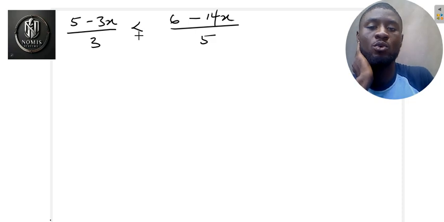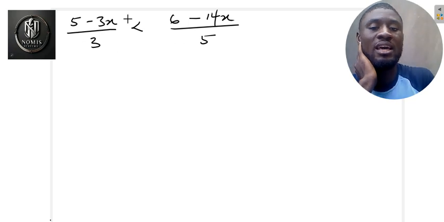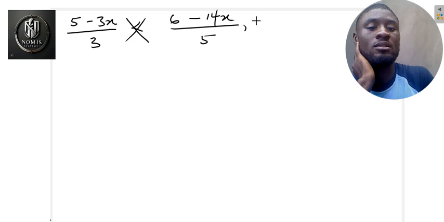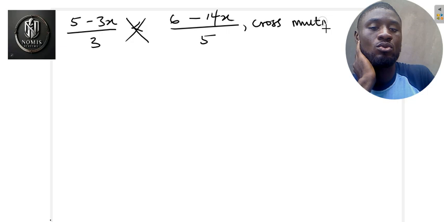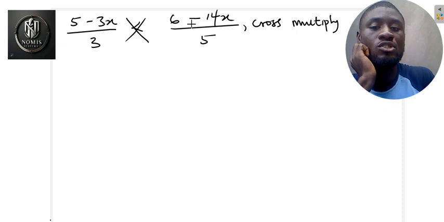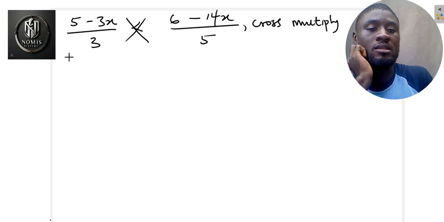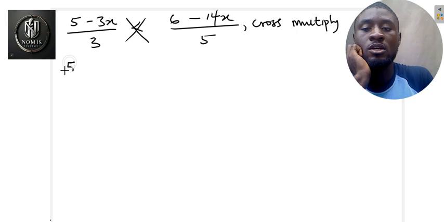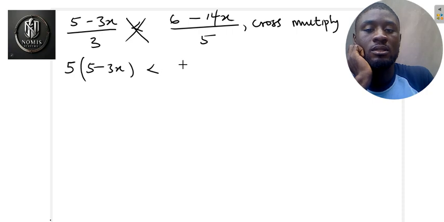So from here, what do we do? What we are going to do is to make it a straight line and no longer a fraction. And how can we get that done? By cross multiplying. So when you cross multiply, what do we have? Meaning that this denominator multiplies this numerator, and this denominator here multiplies this numerator. That is cross multiplication. So it becomes 5 multiplying 5 minus 3x. The sign still remains the same. Then here we have 3 multiplying 6 minus 14x.